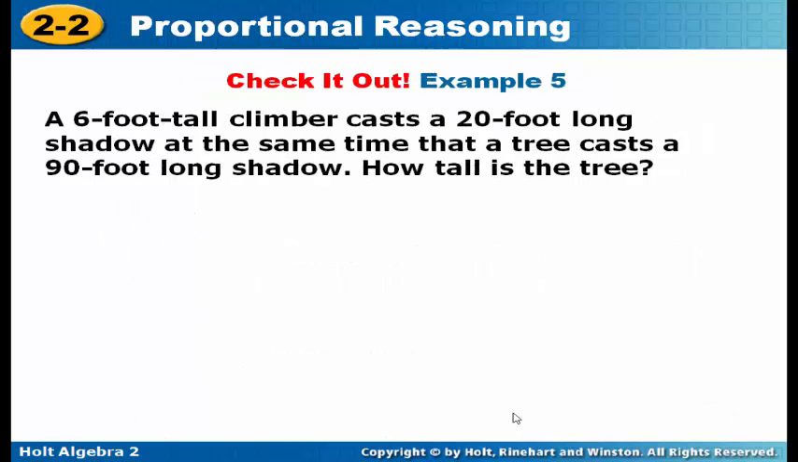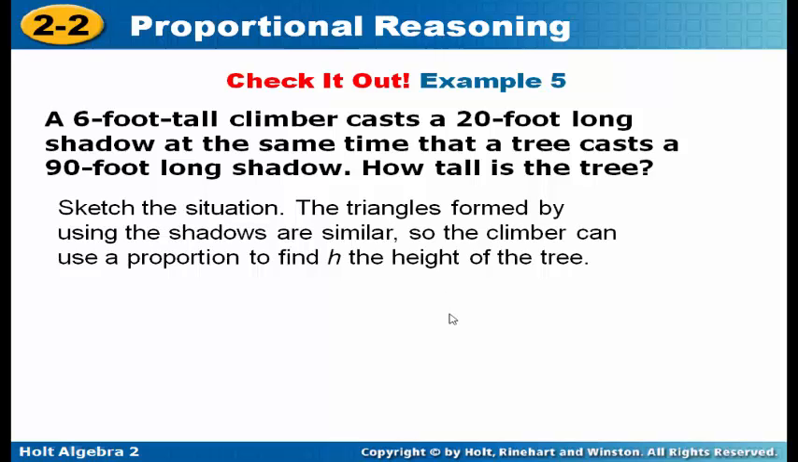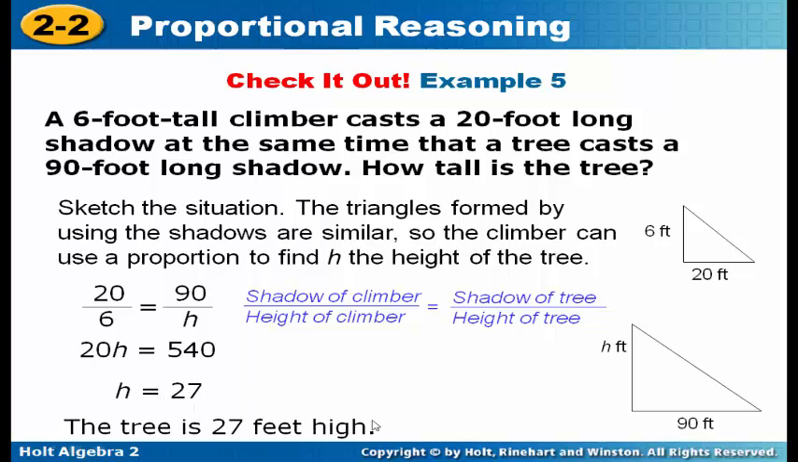A 6 foot tall climber casts a 20 foot long shadow at the same time that a tree casts a 90 foot long shadow. How tall is the tree? Shadow of climber over height of climber equals shadow of tree over height of tree. So 20 over 6 equals 90 over h. 20 times h, 20h, and 6 times 90 equals 540. So h equals 27 feet high.